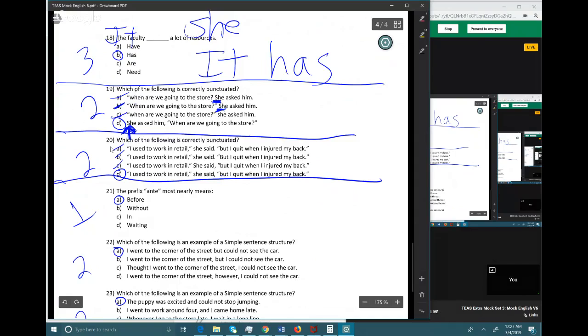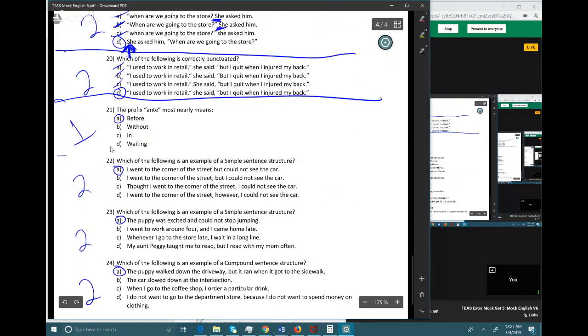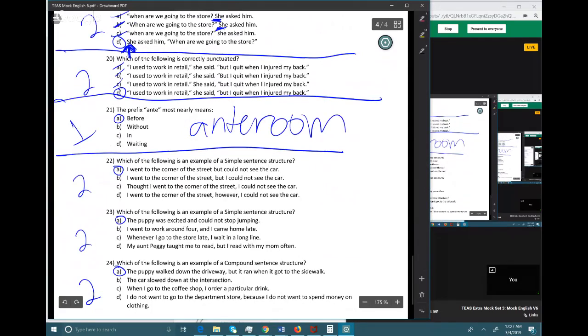Prefix ante or anta is before. The way that you saw this in your spelling list was anteroom, which means before room. It's Latin, which means the waiting room where you would be before you are seen.